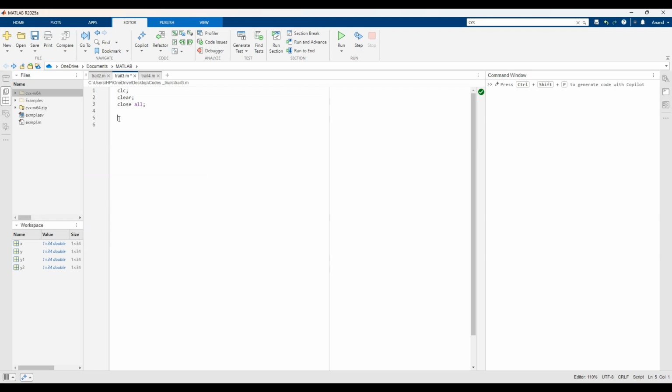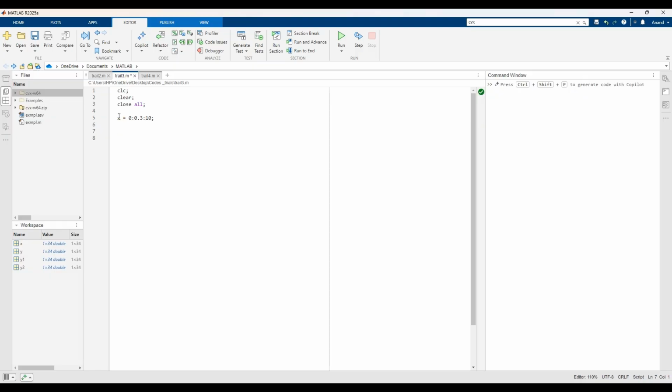Today we learn how to plot the logarithmic graph. So let's start with some coding. Firstly, you do clc, clear, and close all, and just set the limit of x, starting from 0 to some value that I will take as 10.